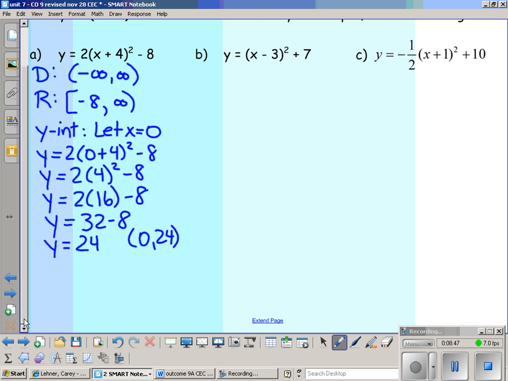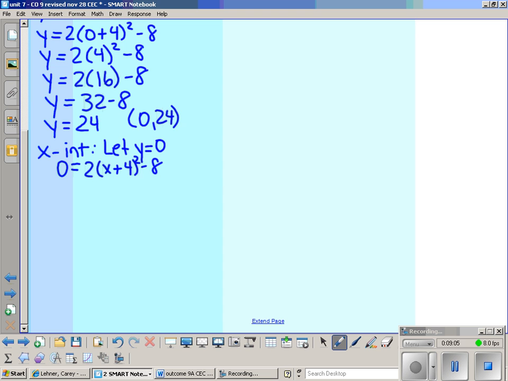The x-intercept seems to cause the most problems. But if you remember the steps, it's not too bad. You're going to let y equal 0. So we are going to have 0 equals 2 times x plus 4 squared minus 8. Now what we want to do is isolate the x, and the x happens to be in the brackets. So we need to isolate the brackets. We're going to start by adding 8. We'll have 8 equals 2 times x plus 4 squared. We need to isolate the brackets, so we'll divide by 2.